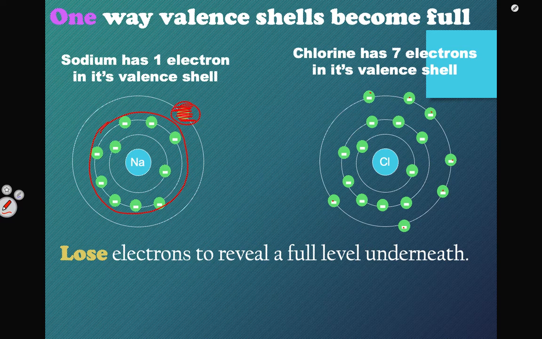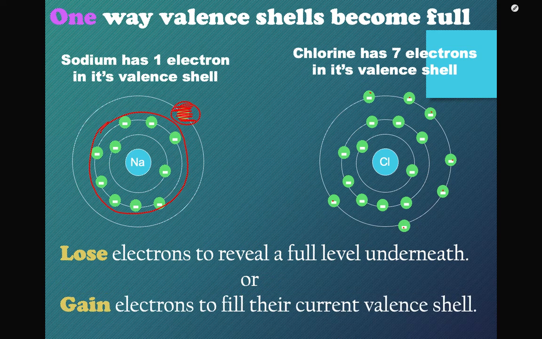So this is one way that they could get full, is by getting rid of electrons, or they could gain electrons to get up to 8. Here, if we count chlorine, it has 7, so it could just grab an electron and place it right there, and that would give it its 8.